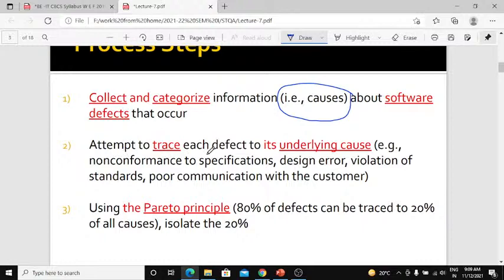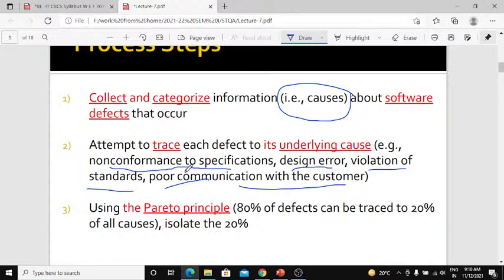Attempt to trace each defect. Okay, attempt to trace or find out the defects to their underlying causes. For example, because of non-conformance to the specification, or because of a design error, or because of a violation of the standards, or because of poor communication with the customer. So there are so many reasons. Because of these reasons, defects arise in the software. So attempt to trace each defect, attempt to find out where the defect is occurring.